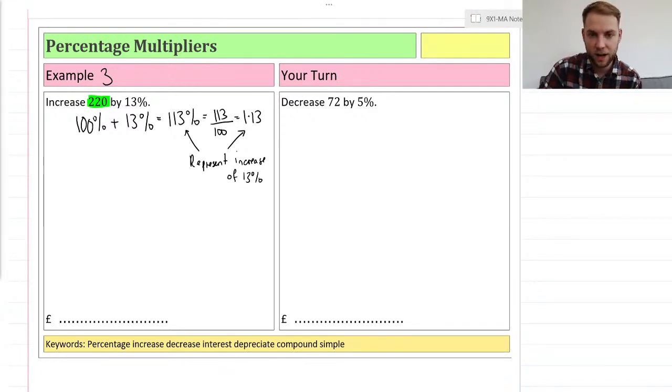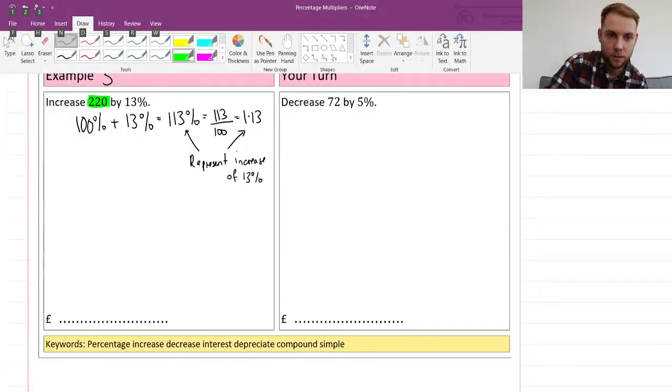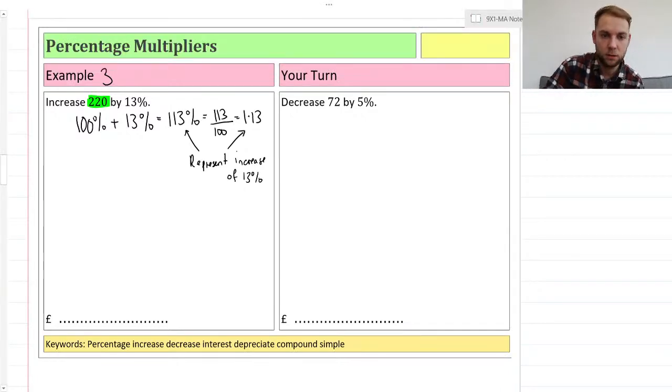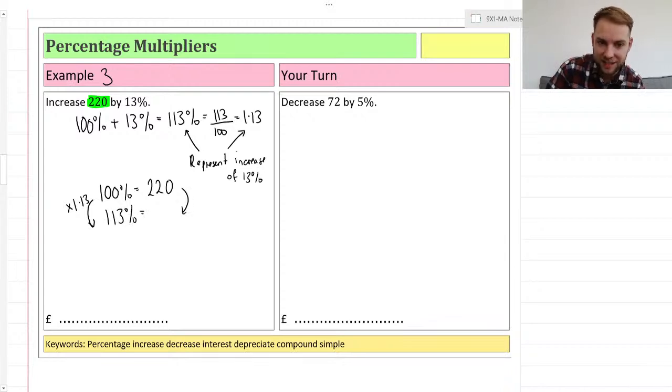Okay? So let's just write that down. 100% is equal to 220. So if I wanted to find 113%, then I need to times by my multiplier, which is 1.13. So 113% is equal to this side times by 1.13 as well.